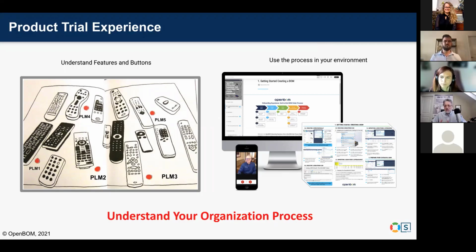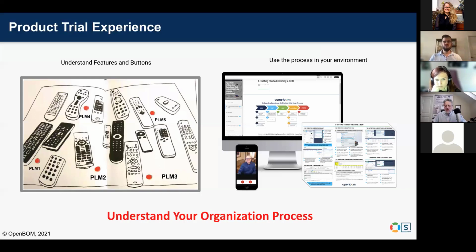So what we discourage people from is starting to compare functions and buttons. I put the slide here. Understanding functions is important, of course, but every system has 20,000 buttons and functions and features. By comparing all these buttons, you will not necessarily understand what is actually the best system for you. What is important to understand is the process that you would like to have in your company and the data that will be flowing into this process.